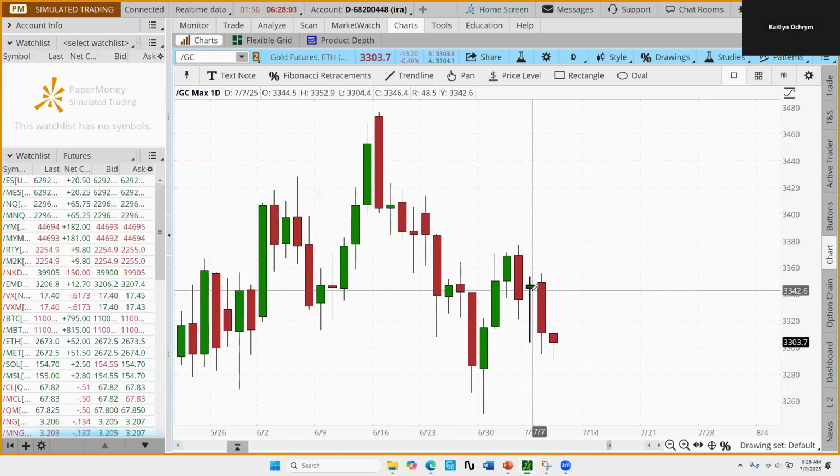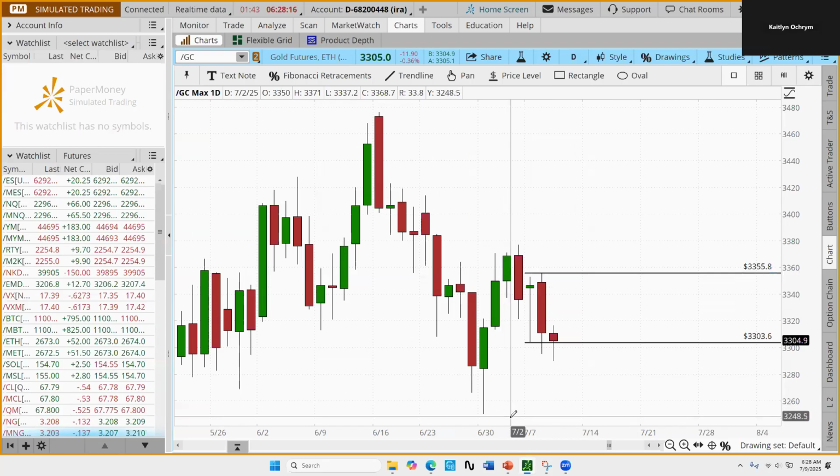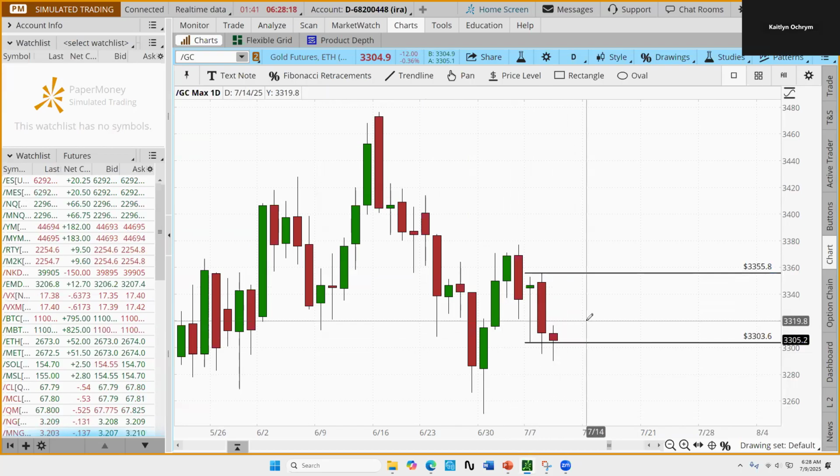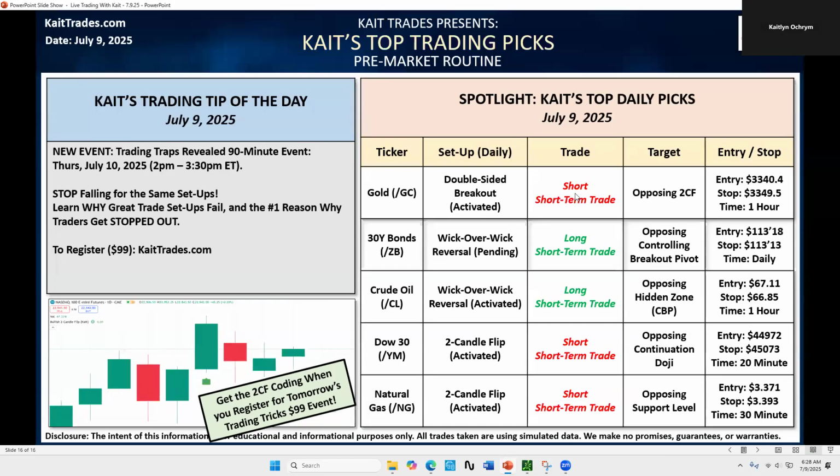So this green candle, notice the following red candle from yesterday, broke above that green candle high and then broke below the green candle low. So that's our double-sided breakout, and it tells us we should look for a short trade inside those daily lines. So that gives us the range of which we're looking for. Looking for a short trade there.